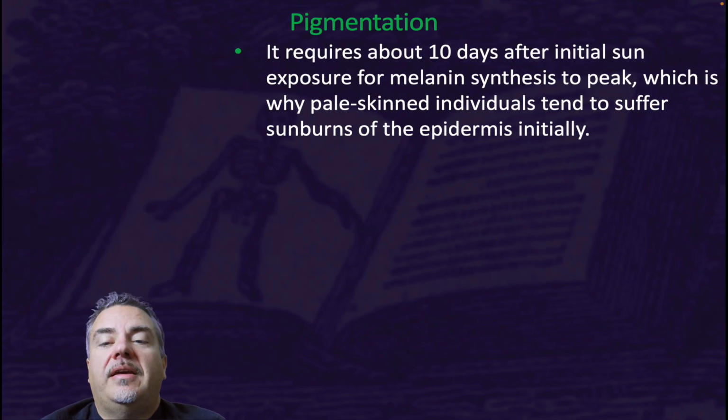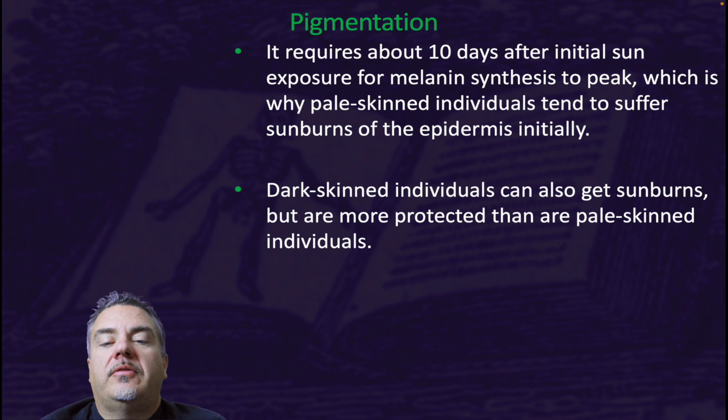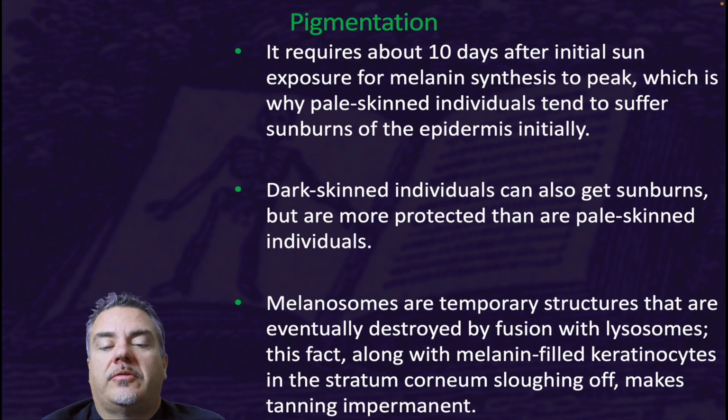It requires about 10 days after initial sun exposure for melanin synthesis to peak, which is why pale-skinned individuals tend to suffer sunburns of the epidermis initially. Dark-skinned individuals can get sunburns but are more protected than pale-skinned individuals. Melanosomes are temporary structures that are eventually destroyed by fusion with lysosomes. This fact, along with the melanin-filled keratinocytes in the stratum corneum sloughing off, makes tanning impermanent.